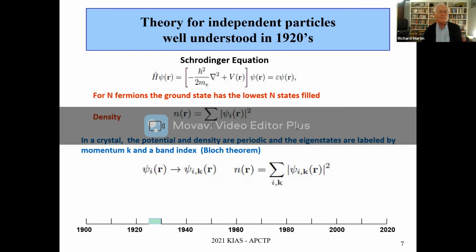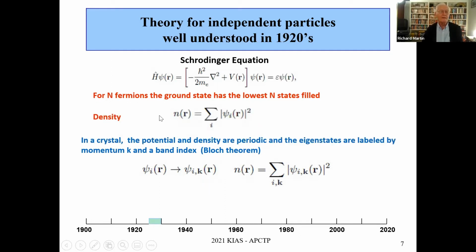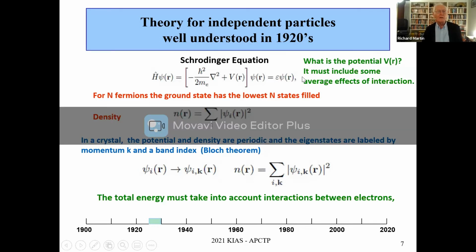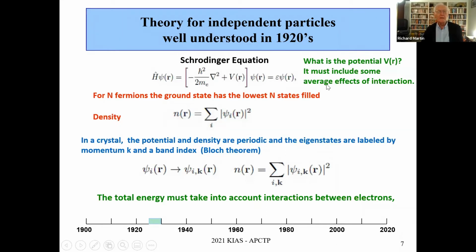Of course, the Bloch theorem says that for crystals, the states can be labeled by crystal momentum and a band index, but I want to keep just the simple index that will apply to all cases. Even though everything was known about how to write down the independent particle equations, the major issue was, what is the potential that goes in those equations?